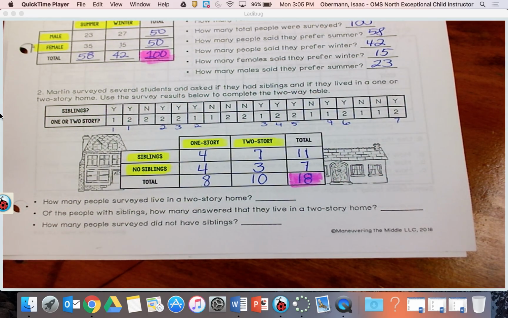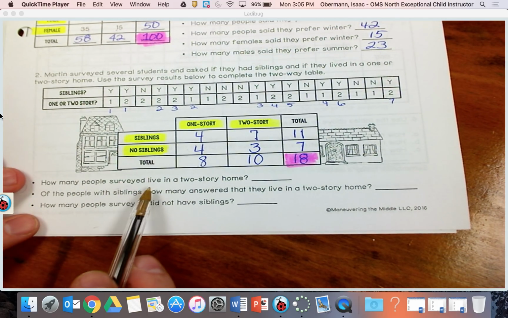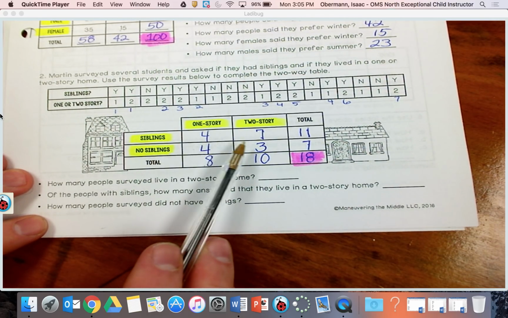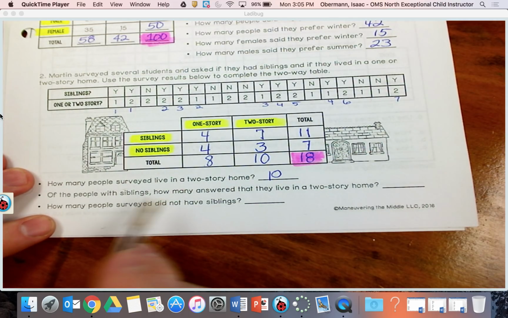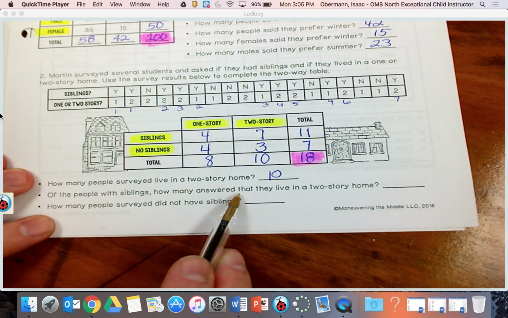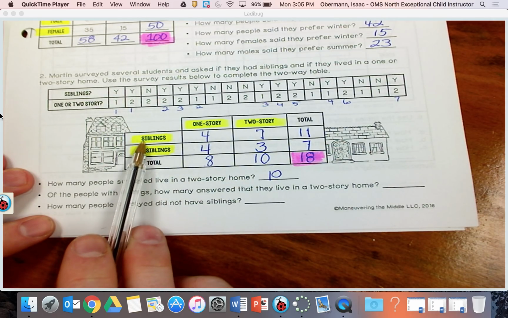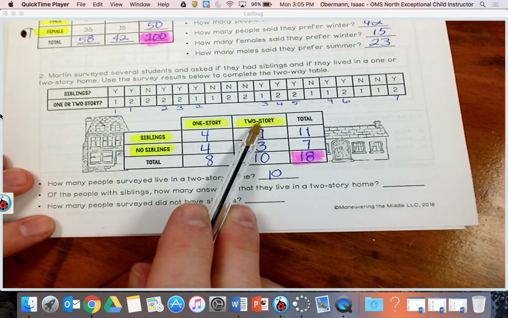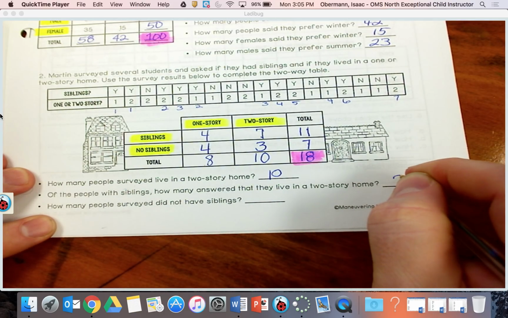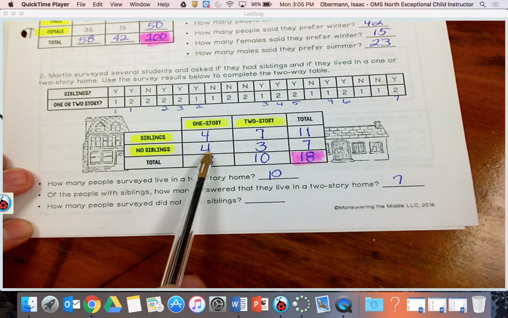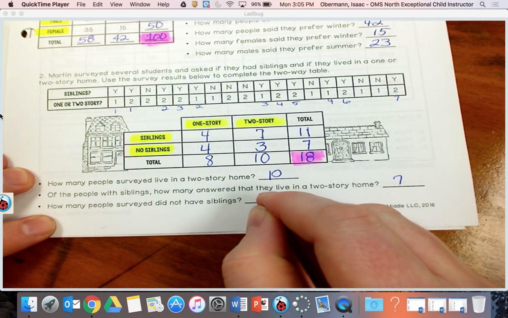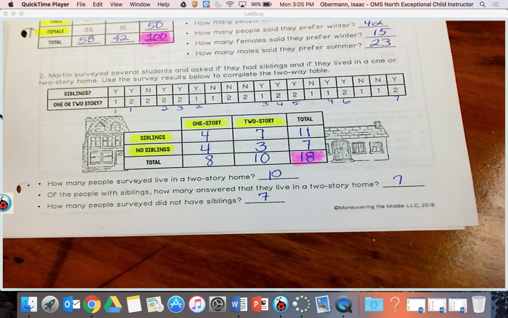And I can answer these questions. How many people surveyed live in a 2-story home? Well, here they are, 2 stories, 7 and 3 give me 10 people. Of the people with siblings, how many answered that they live in a 2-story house? Siblings and 2-story house match up right there at 7. How many people surveyed did not have siblings? Well, here's no siblings, 4 and 3 give me 7. And I have solved those questions. Pretty straightforward like that.